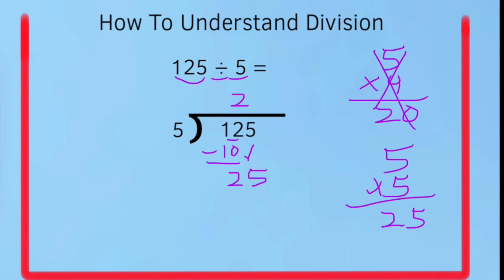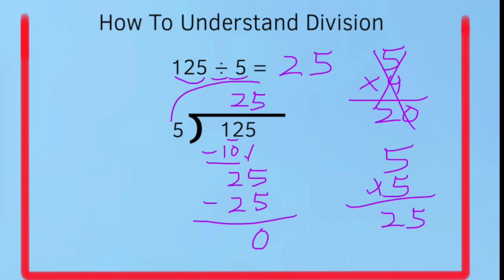So I'm going to write 5 up here. And now I do 5 times 5 equals 25. And then I subtract. 25 minus 25 is 0. So I'm finished. That's right. So my answer is 25.